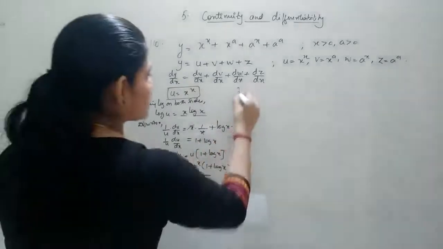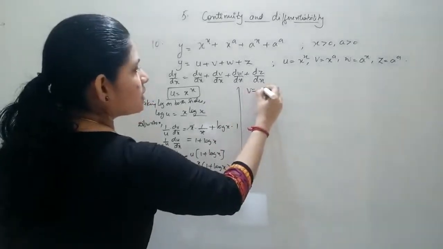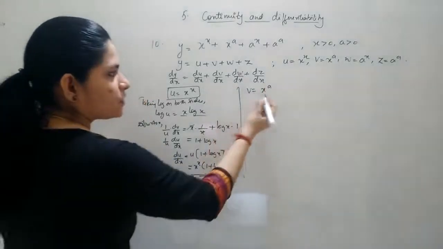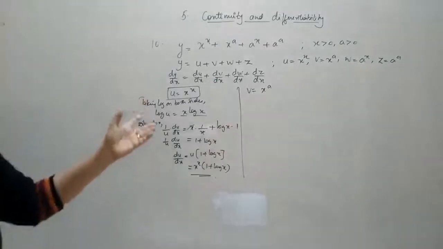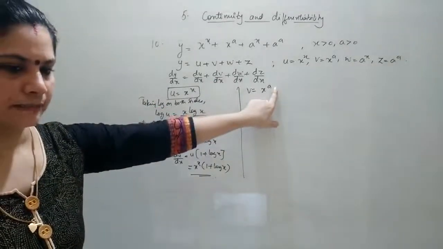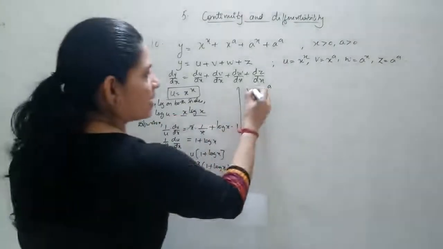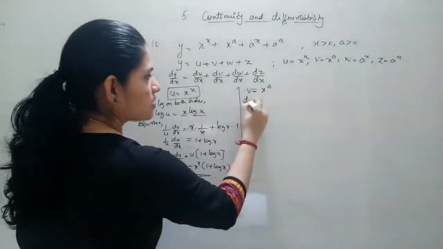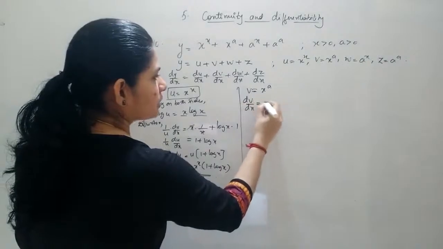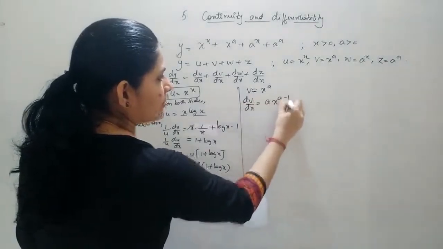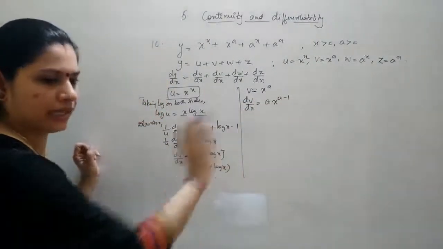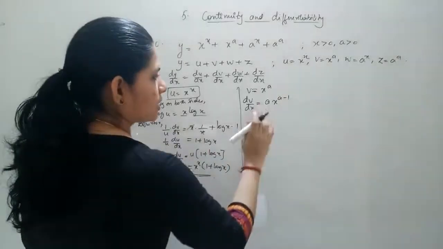Now we will go for the next one, which is your v. v is x raised to a. So here you need not take log on both sides because a is a constant. This is in the form x raised to n. So what is the derivative of x raised to n? n x raised to n minus 1. That we will use directly. So this is a x raised to a minus 1, where instead of n you have a here. So there you can stop.